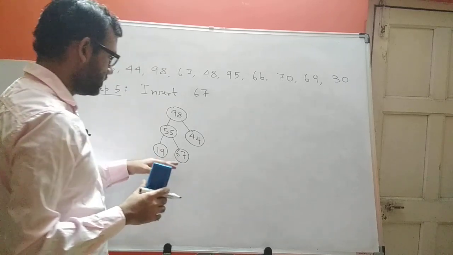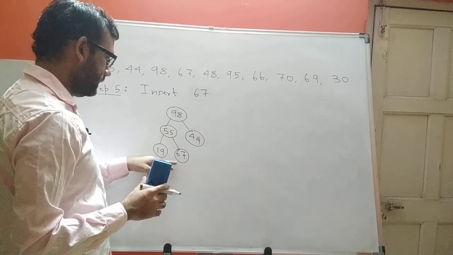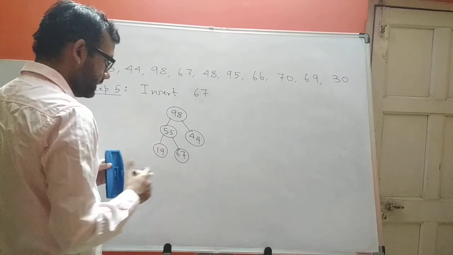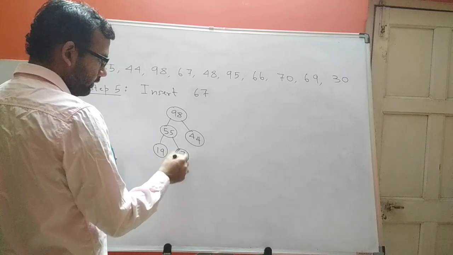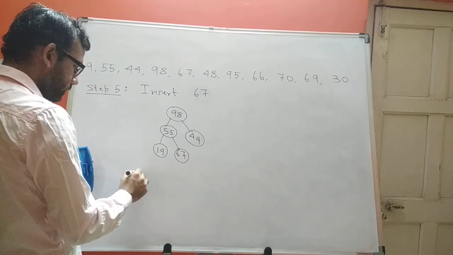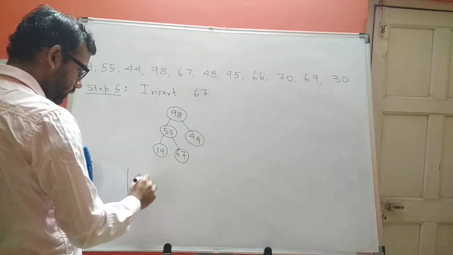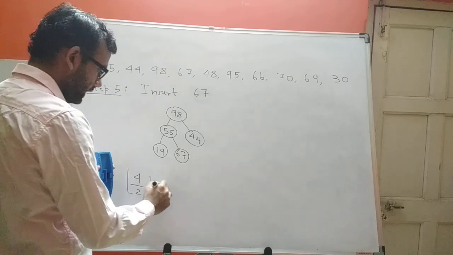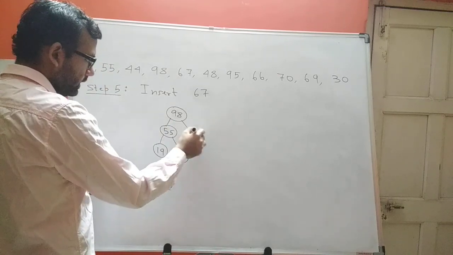But I'm not done. I'll check with the parent of 67. How do I find the parent of 67? What would be the index of 67? This is 0, 1, 2, 3, 4. So how do I find the parent? I do floor of 4 by 2. So that would be 2. And you check, this is 0, this is 1, this is 2.